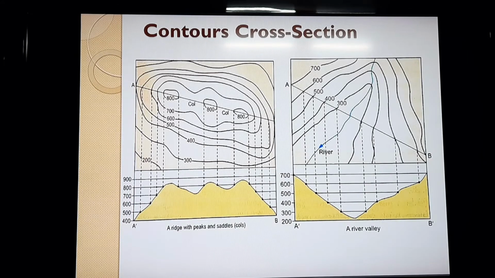In the same way the pattern has to be drawn, then draw the line A and B. After that the perpendicular X and Y line has to be drawn, and the marking given in the contour pattern has to be marked over there, and then we have to join them, and after joining we get the same type of figure. On the other side, the contour pattern of the river valley is given.